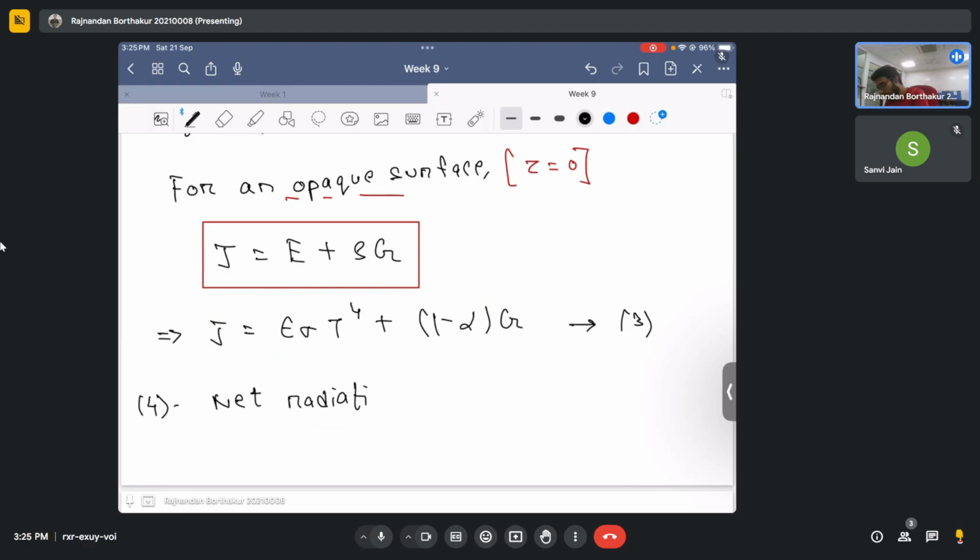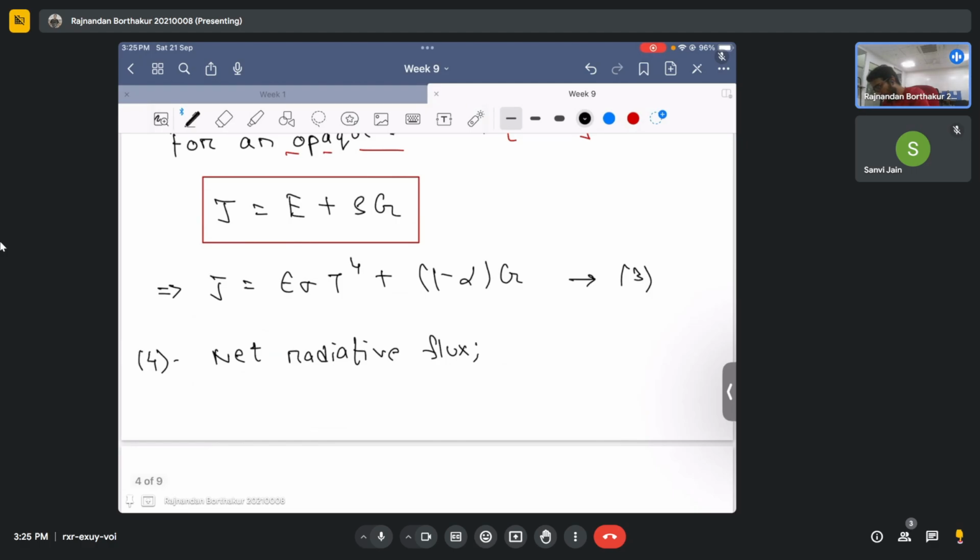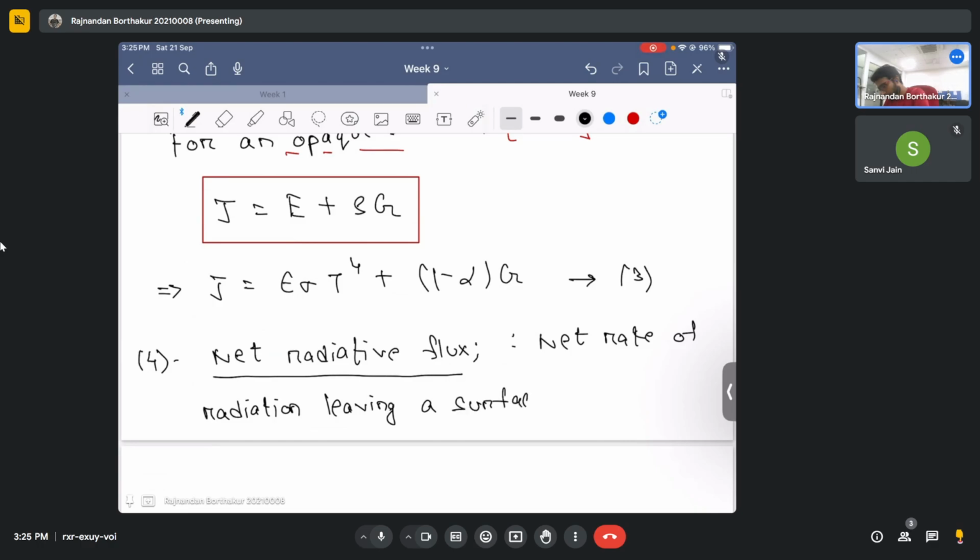Okay, the fourth flux is not a different flux. It is just a result of the irradiation, the radiosity, and the emissive power. So this net radiative flux, you can formally define it as the net rate of radiation leaving a surface per unit area.